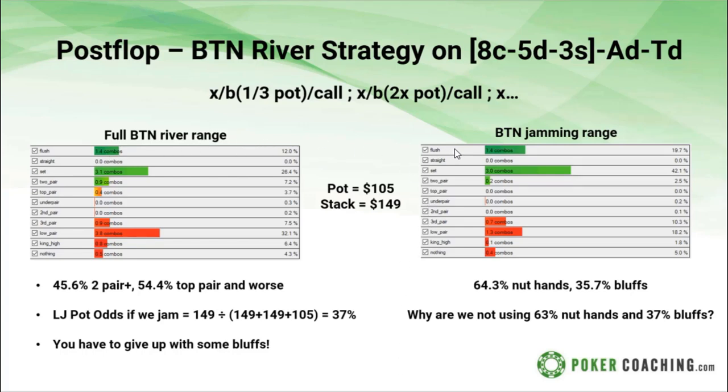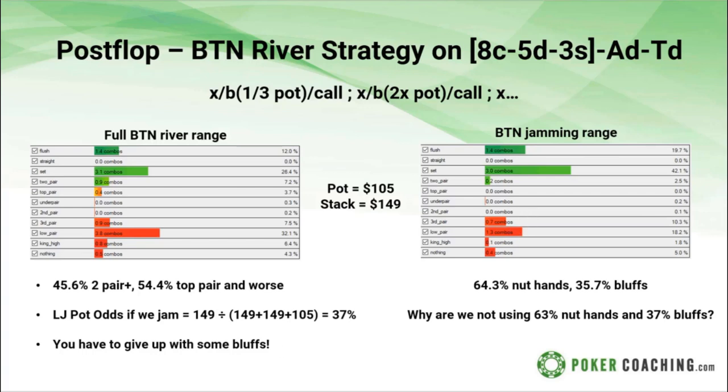As you can see, all of our flushes are jamming. Almost all of our sets are jamming, I mean 0.1 combos less. And then some of our two pair combos are jamming, which is actually just going to be ace-8, because we don't have any ace-10 that played this way. And then clearly with our middle strength hands, the top pair, we're pure checking. And then about 36% of our range is going to be bluffs. It's going to be low pair, third pair type hands mostly, and these are going to be hands that are blocking our opponent's sets and two pairs.